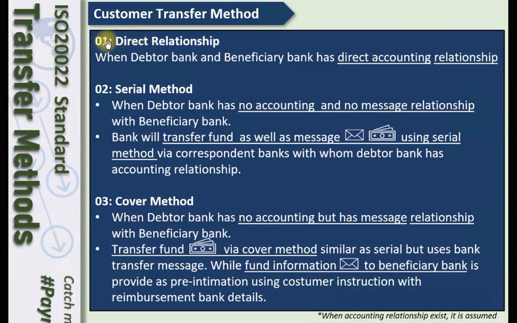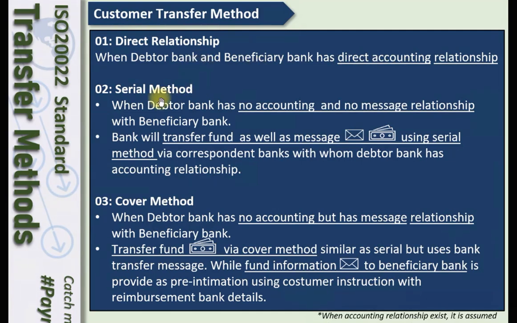So the very first method is called the direct relationship. Suppose a debtor wants to send money to a beneficiary, and both the banks, the debtor bank as well as the beneficiary bank, have a direct accounting relationship. Then it is called the direct relationship method, in which the fund is sent directly from the debtor bank to the beneficiary bank using the Nostro and Vostro accounts.